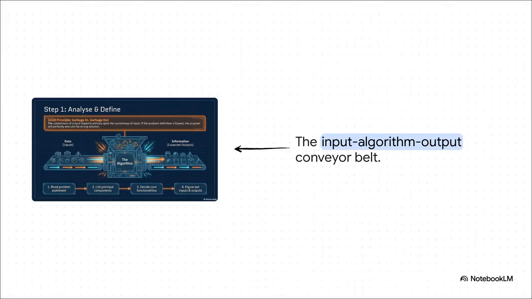It helps to think of that first analysis step like a giant input-algorithm-output conveyor belt. You grab your raw data, all those scattered pieces, feed them into the algorithm machine right in the middle, and it spits out perfectly sorted, useful information on the other side. But to build that machine, you have to really read the problem statement, list out every component, decide on the core functionalities, and know exactly what's going in and what's coming out.